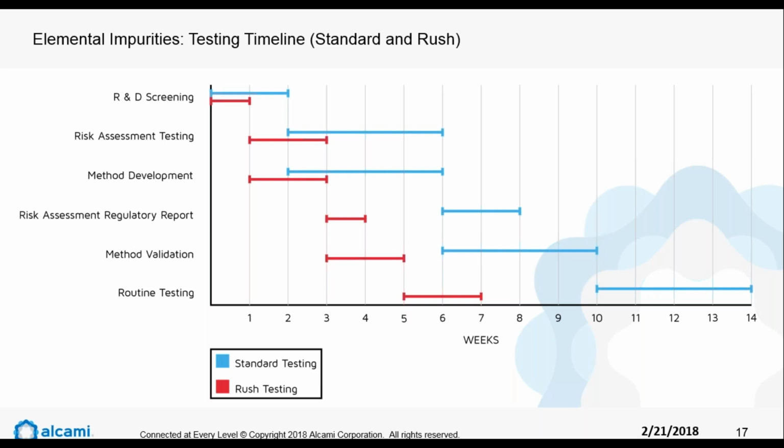So you can see that from the R&D screening, we're going to go into either risk assessment testing or method development. And then from there, you would either move into method validation, risk assessment regulatory report, and then, if needed, the routine testing is the last piece. And then you can see, one of the things here at Alcami is we do have ICP-MS and elemental impurities testing going on at multiple sites. So that does give us the capacity we need to allow for the rush testing. So we felt it was important to show both the standard and the rush testing timelines.